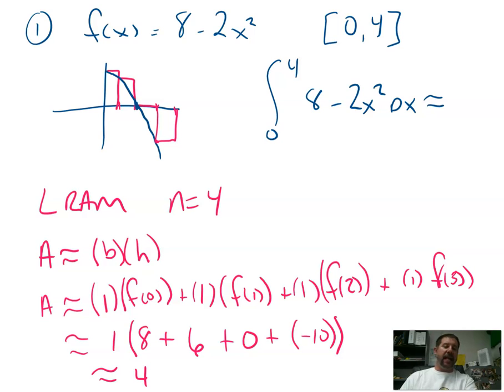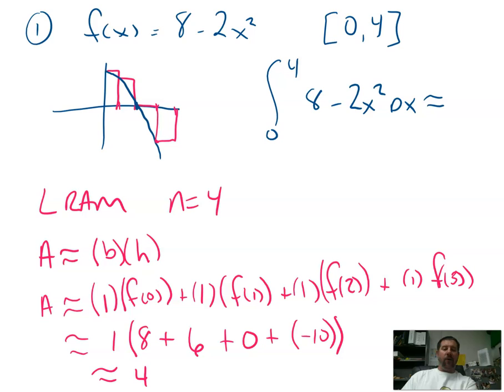At f of 0, I get 8. When I plug 0 into the function, again, I can't estimate this stuff. I actually got to go and find it. When I plug in 1, I get 6. When I plug in 2, I get 0. And again, that's why there was really no rectangle there. And then when I plug in 3, I got negative 10.